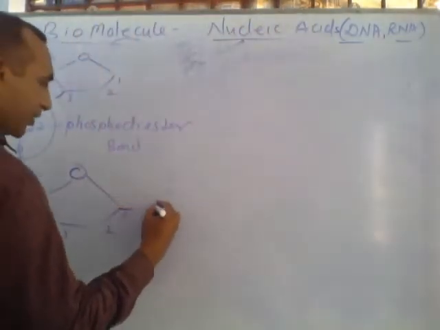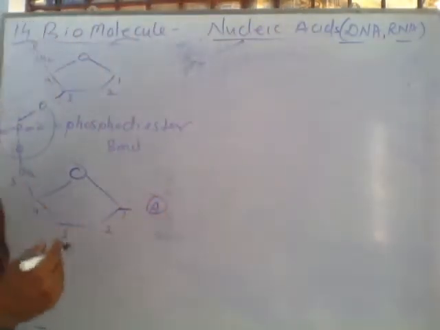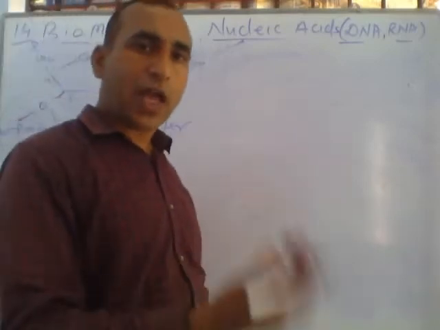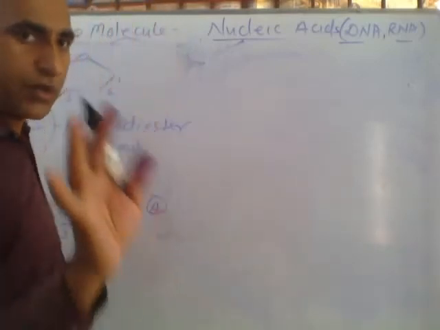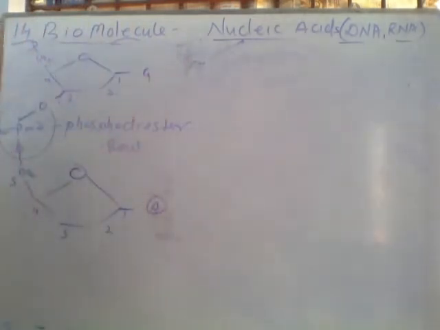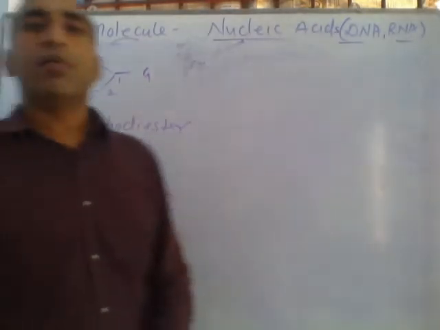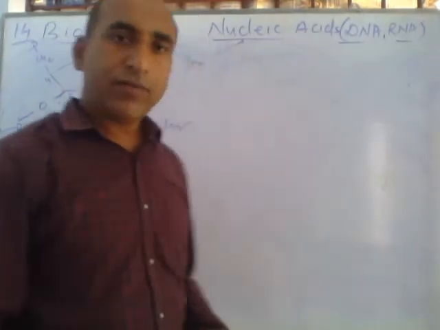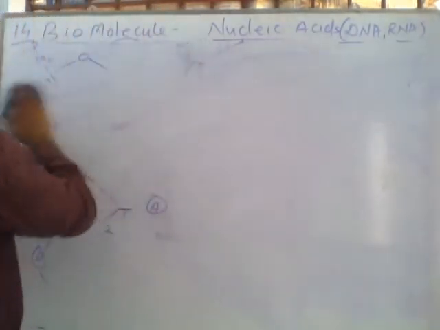Here you can use any nitrogen base: adenine, guanine, cytosine, thymine, otherwise uracil, on the basis of DNA, otherwise RNA. Here guanine, of this type. So again this third will form phosphorus again, and a long chain is formed. This chain is called a polynucleotide chain, otherwise we can say nucleic acid chain.